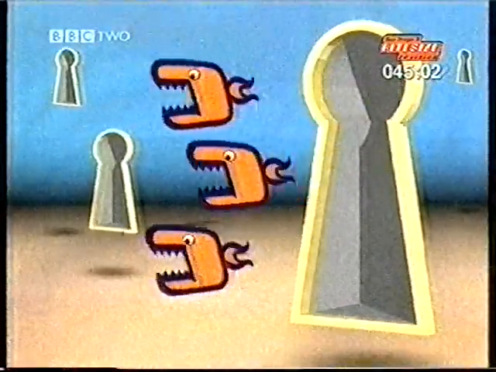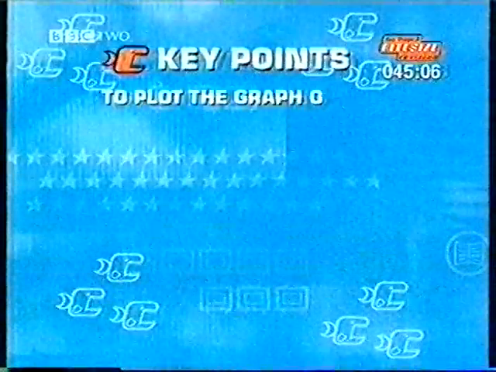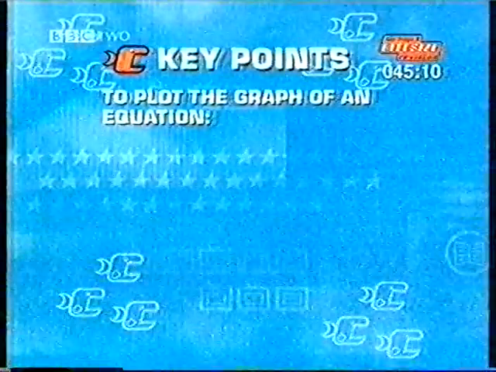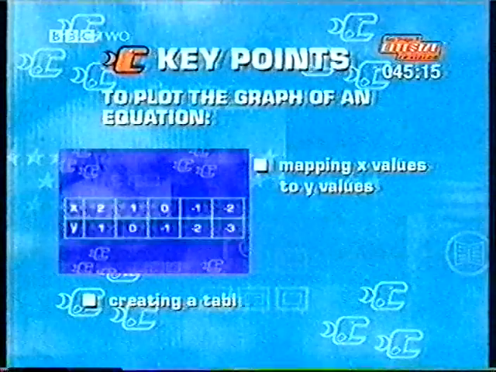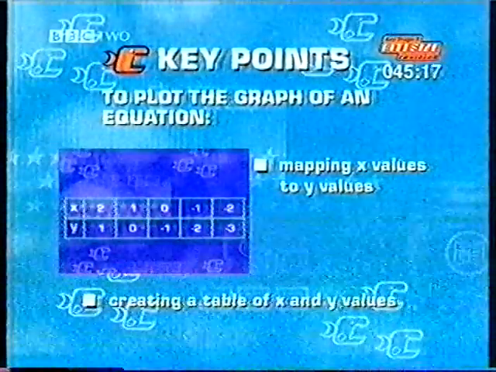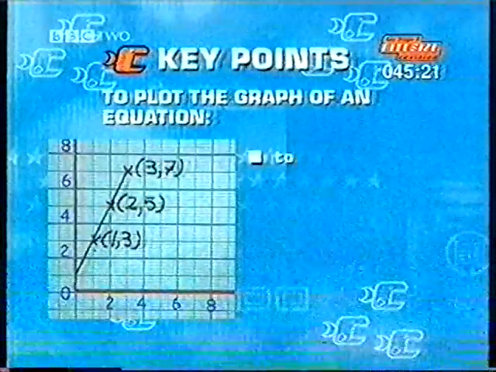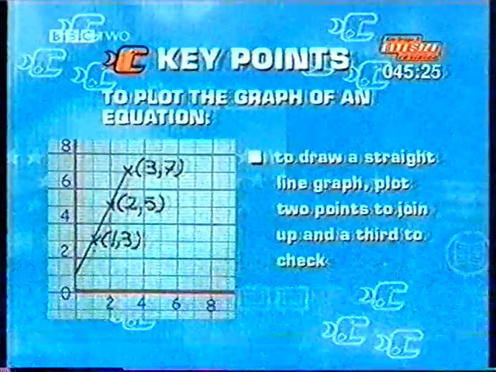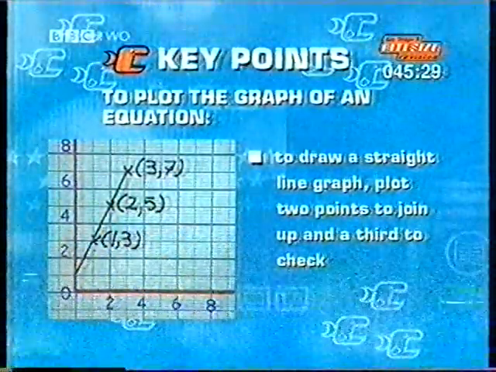Okay, now let's summarise. To plot the graph of an equation, work out the coordinates of various points by mapping x values to y values, or writing corresponding pairs of x and y values in a table. To draw a straight line graph, work out 2 points which join up to create the straight line, and then a third point that should be on the line to check that you've drawn the line correctly.